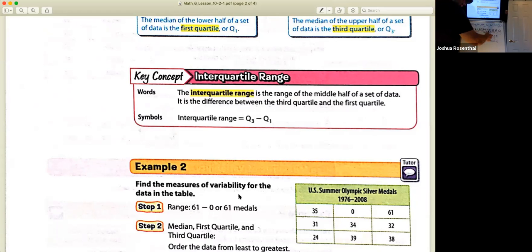So now you have the upper half of the data, the lower half of the data, the middle half of the data. And then you have the outer parts of the data, right? We don't even talk about those. They're on the outskirts, okay? But the interquartile range is the middle half of the data.